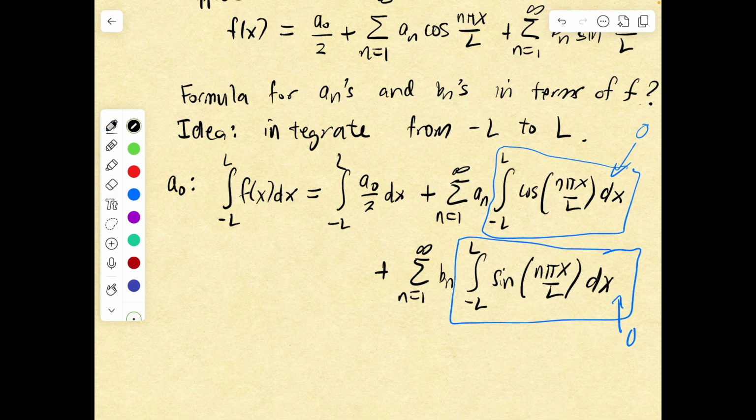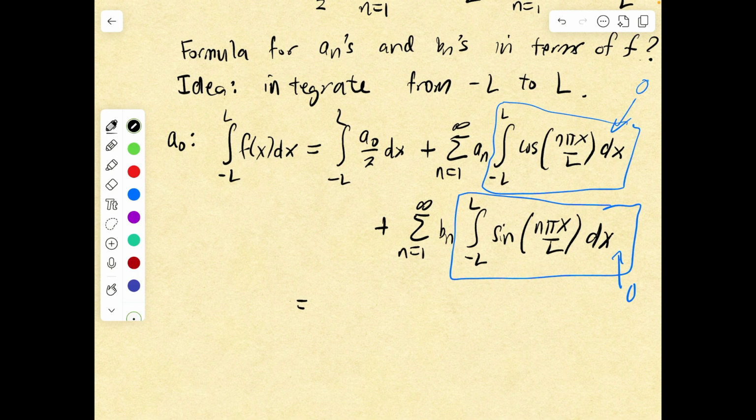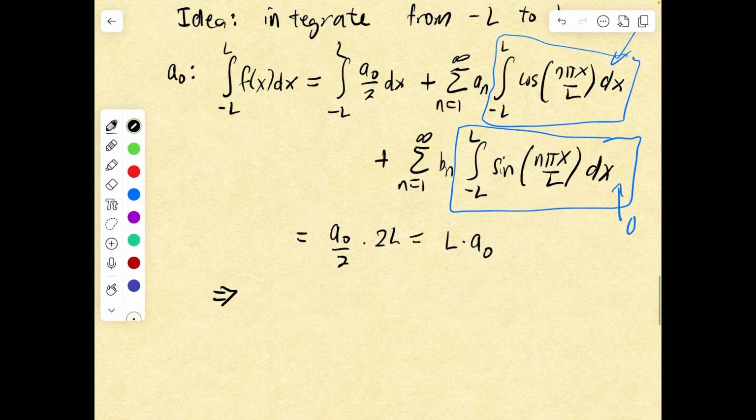The integral of a sum is the sum of integrals. So it's the sum from n equals 1 to infinity of a sub n times the integral from negative L to L of cosine of n pi x over L dx, and then plus the sum from n equals 1 to infinity of b sub n times the integral from negative L to L of sine of n pi x over L.